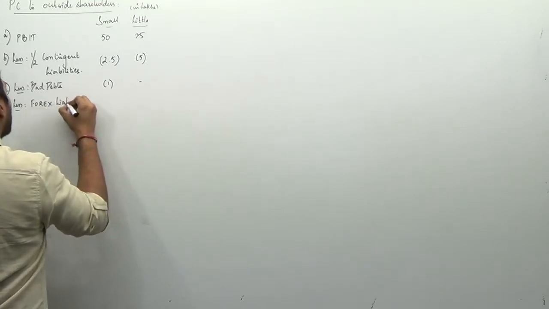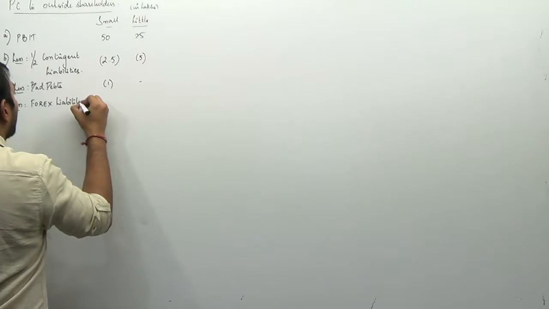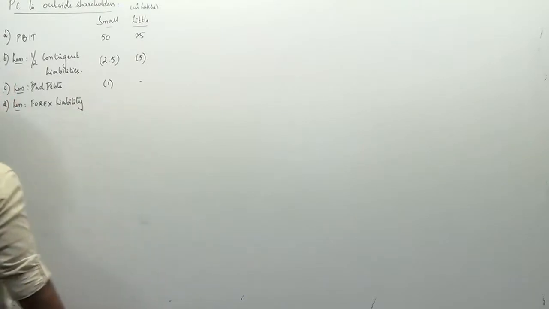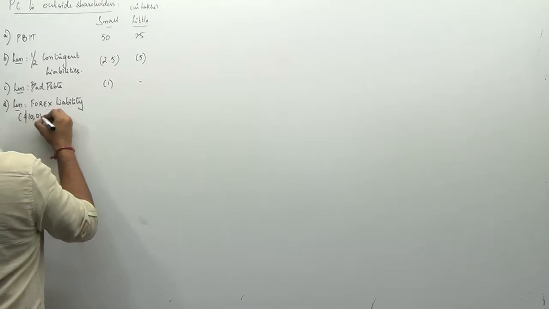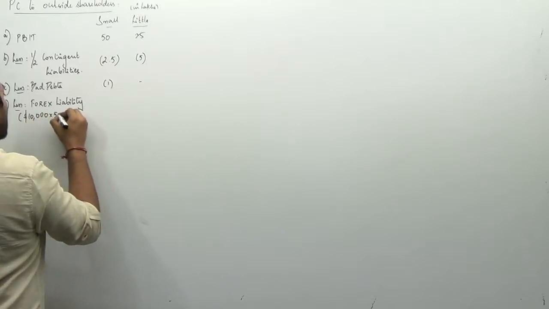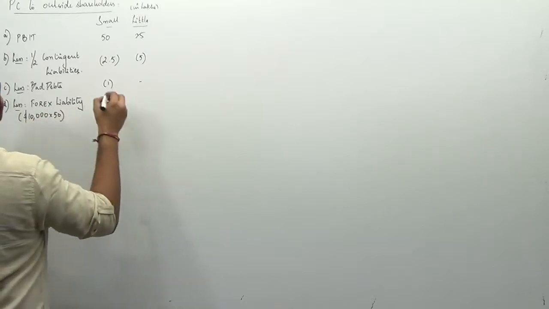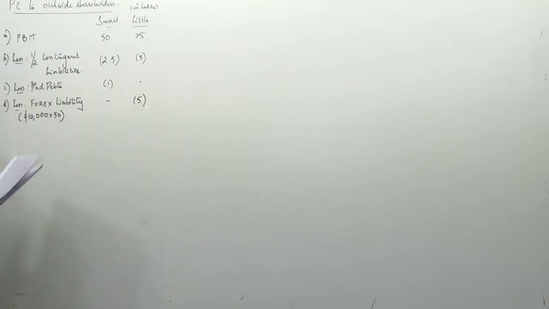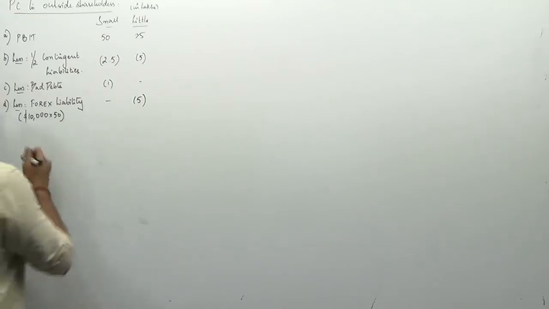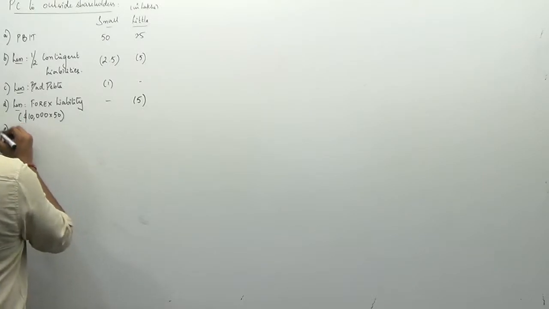Now you have to calculate. Calculate forex liability, $10,000 into 50 rupees. I'll write in lakhs. For little limited, it is 5. 5 or 0.5? 5.